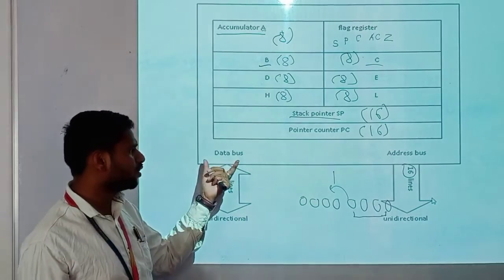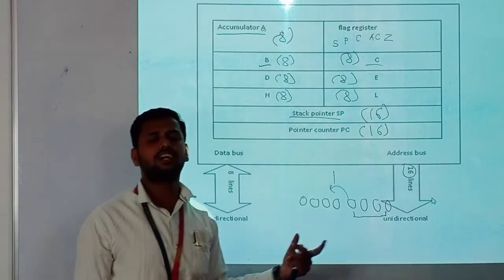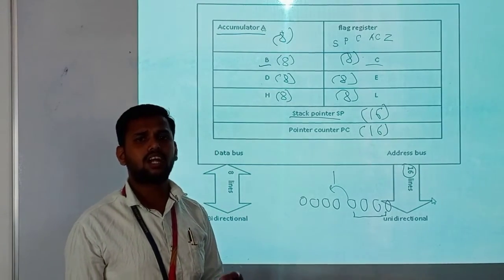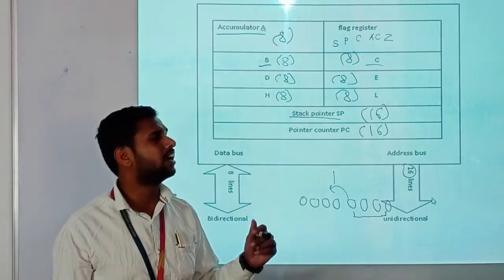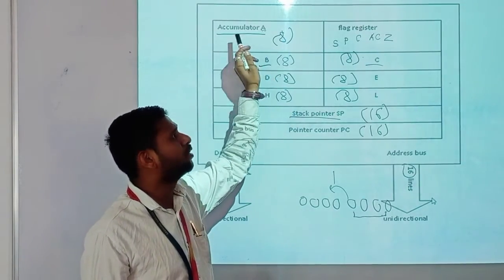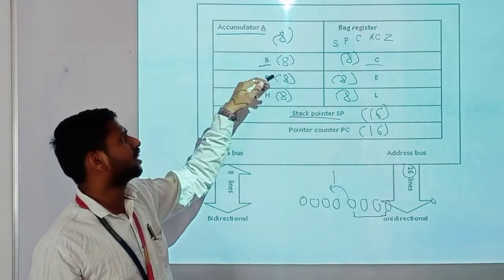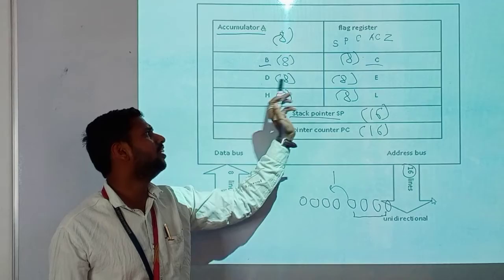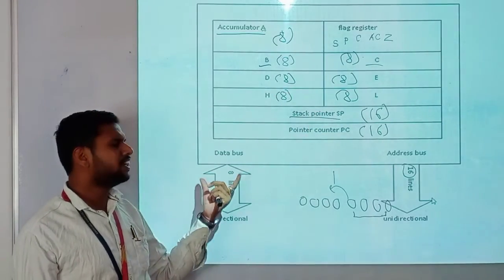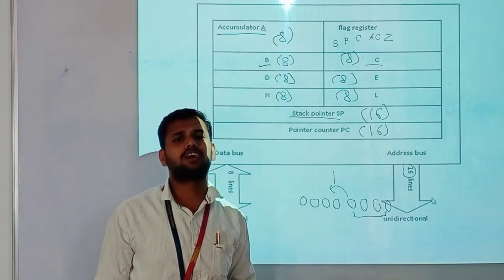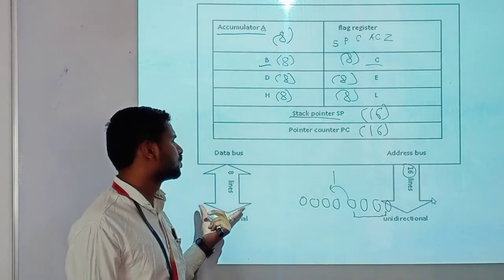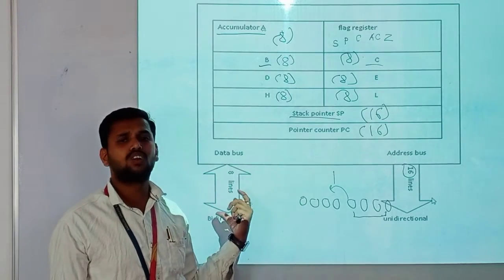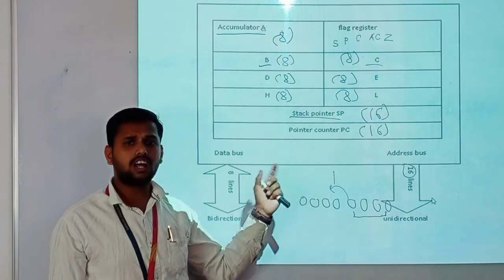Next, the data bus and address bus are connected to the ALU. The ALU is the arithmetic and logic unit that performs arithmetic and logic functions, and the result is stored in the accumulator. Another result can be stored in the general purpose registers such as B, C, D, E, H and L. The 8085 microprocessor is 8-bit, so 8-bit data is processed and can be stored in memory.